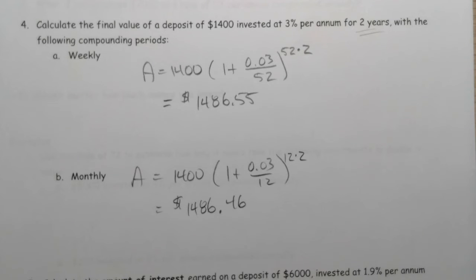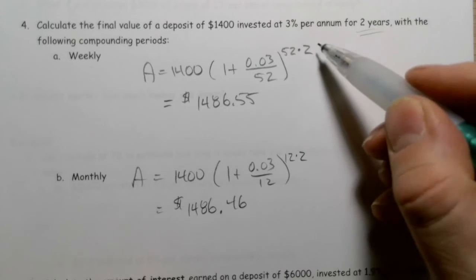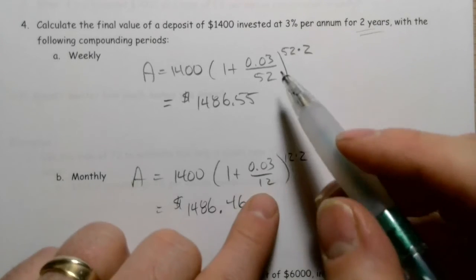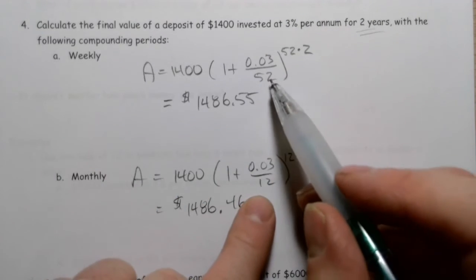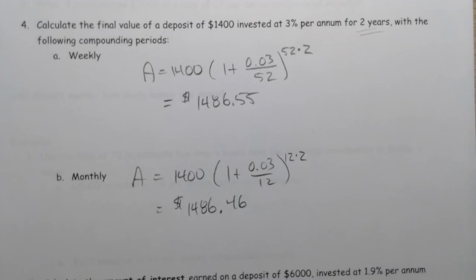What increases that difference is the length of time that it's in there, because that number of compounding periods, that exponent, is huge. So not only the amount of time that it's in there, but right down here, the number of compounding periods per year, that's going to make a big difference as well.